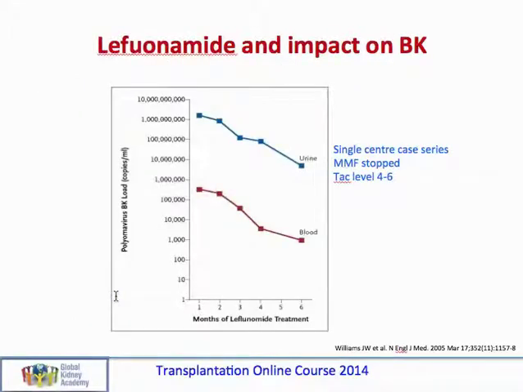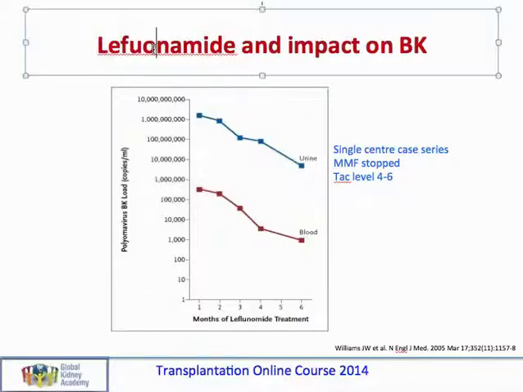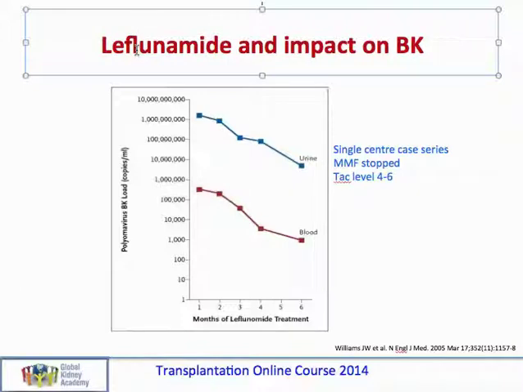So some data from a single centre experience in the States, looking at the effect of Leflunomide on BK nephropathy. So these are patients who have established BK nephropathy. The mycophenolate was stopped, they were kept on low dose tacrolimus, and then started on Leflunomide, and you got a reduction in BK load in both blood and urine.